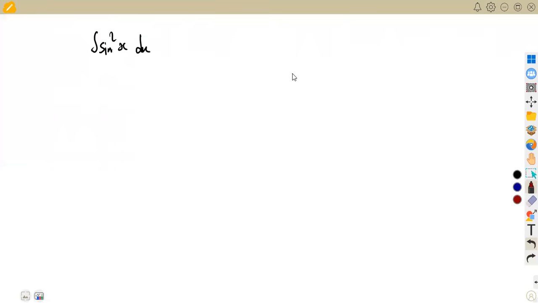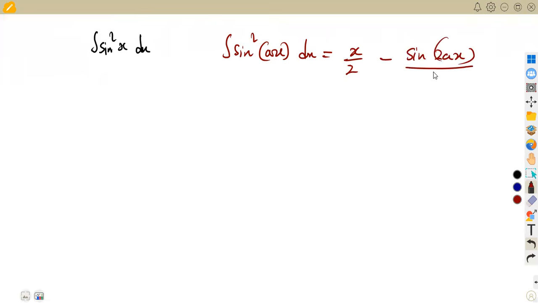And we saw the formula, I wrote this formula before. From the formula sheet, it states that the integral of sine squared ax with respect to x is equal to x over 2 minus the sine of 2ax over 4a plus the constant of integration. This is a formula that is already given for sine squared. All right, I explained this.